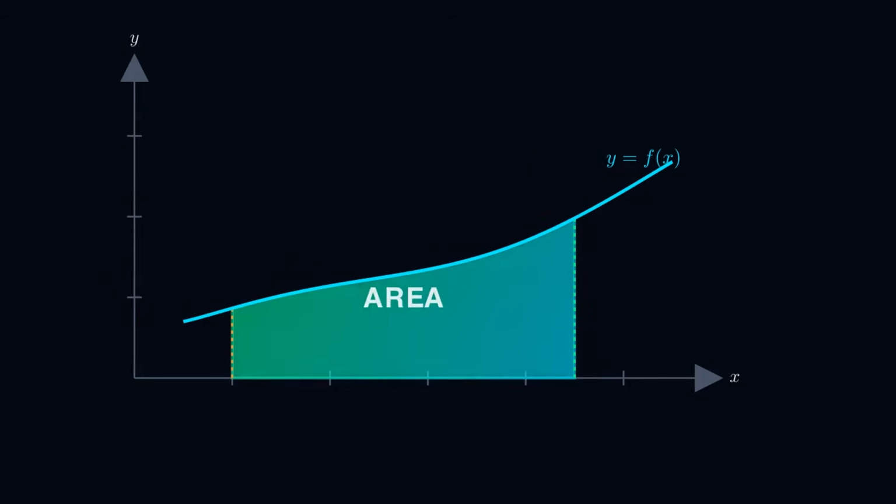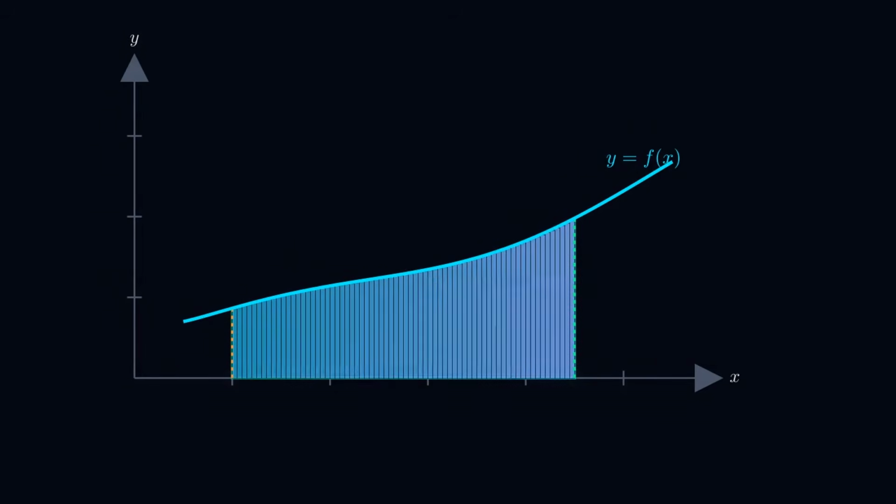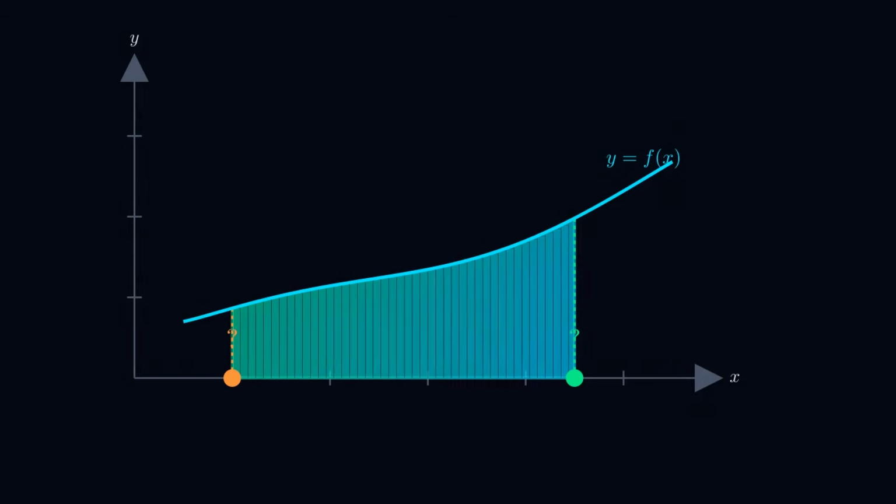This entire area can be calculated from just two numbers. No thousands of rectangles, no endless addition, just the two endpoints. But how can two numbers possibly know the area of an entire curve?